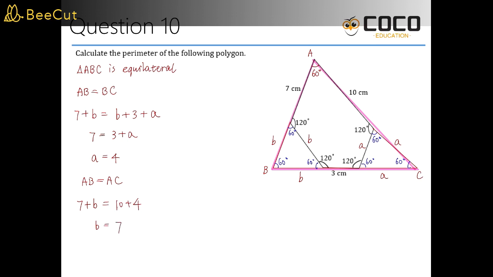Let's find the perimeter of the polygon. So this is 7, and we worked out that B is 7. This is 3, and A is 4. Let me just add the 5 sides together. We have 7 plus 7 plus 3 plus 4 plus 10. Total is 31.